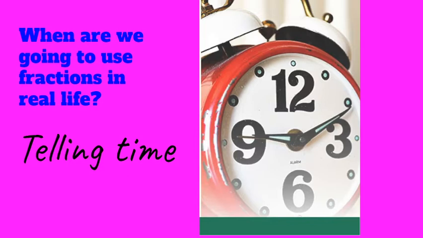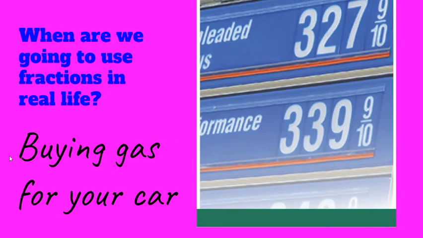When you're telling time, you can use fractions. For example, it's very common to say it is 6:30, or it's 6:45. It's very common to find fractions in telling time. When you're buying gas for your car, you might not realize it, but there are fractions that exist inside of the price of the gasoline. For example, $3.27 is actually $3.27 and 9/10 of a cent. This is obviously in the United States. Here in Costa Rica, we use kilograms, we use liters, we use colones, different types of measurements.